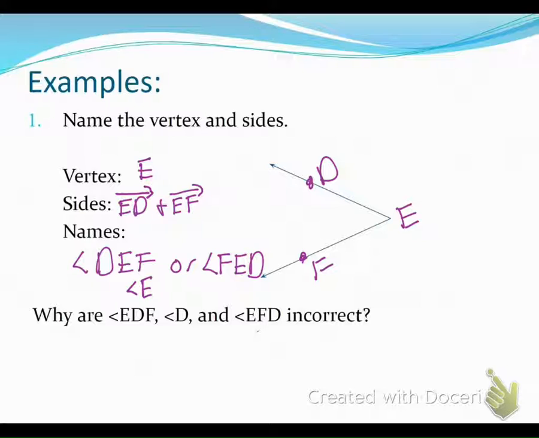Okay, this side of the room has been answering questions. Natalie's counts on that side of the room because she's been answering questions. So let's go over here. Why are those incorrect? E's not in the middle. Vertex is not in the middle. That was a fitting question for you to answer.